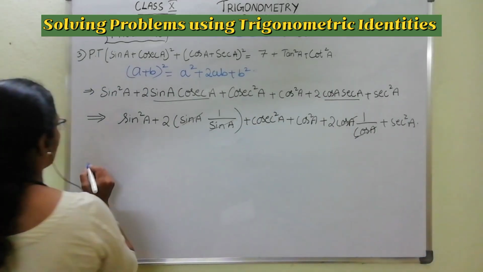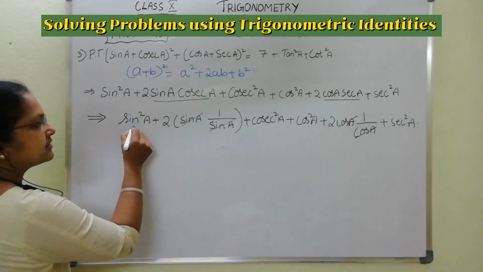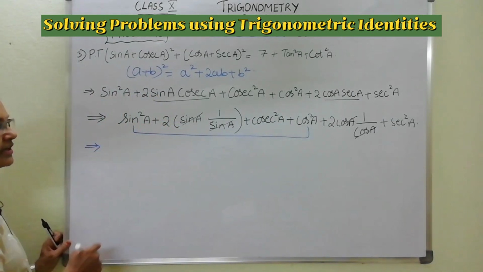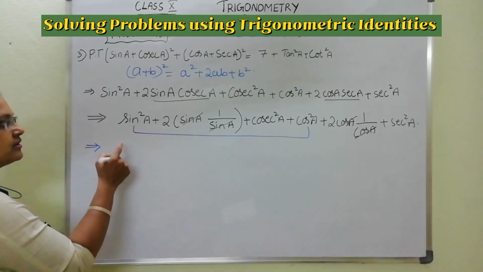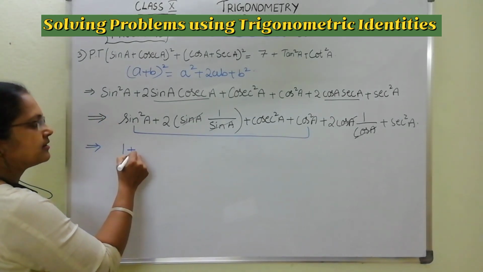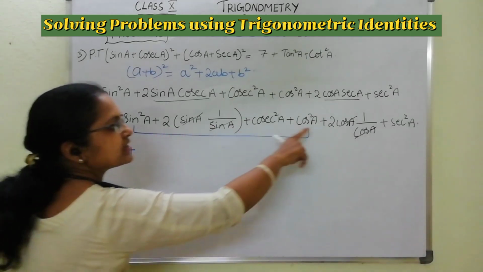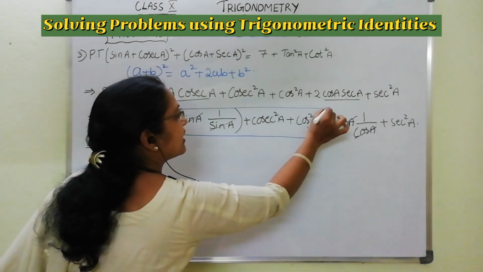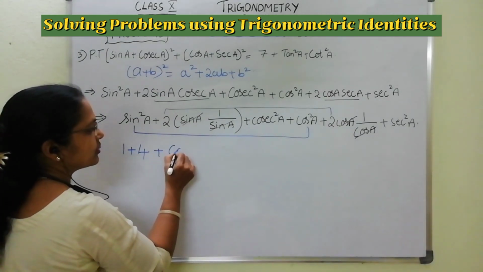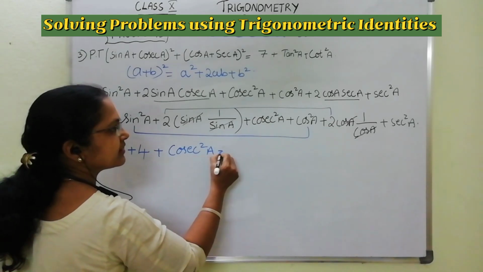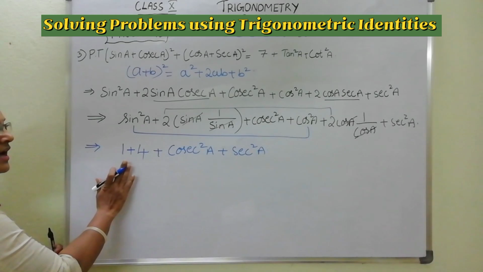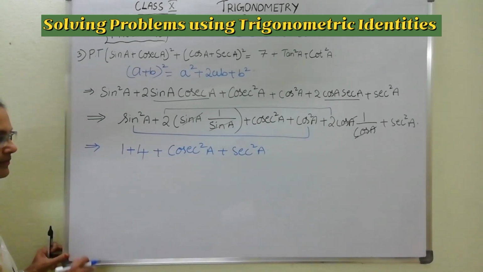So we'll be writing it as 4, and we can combine sin square theta plus cos square theta. According to that one, we can combine this one and this one. Sin square theta plus cos square theta is 1, our first identity. So 1 plus 2 plus 2, this 2 and this 2, is 4. Now left over is cosecant square A plus secant square A. Now this is 1 plus 4 is 5.